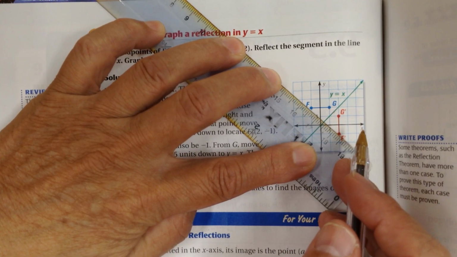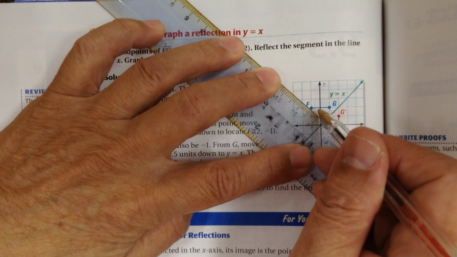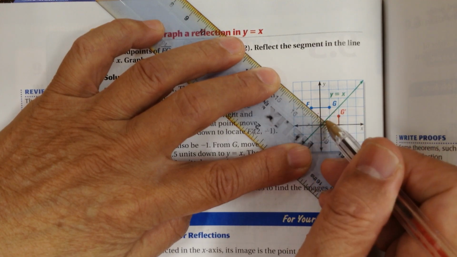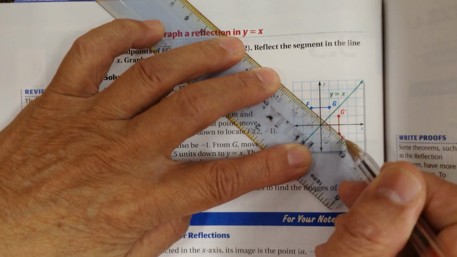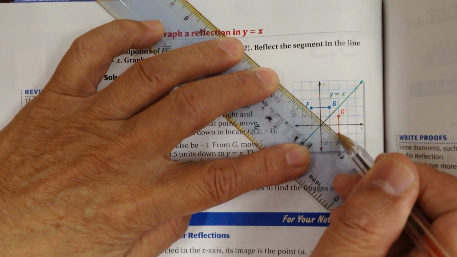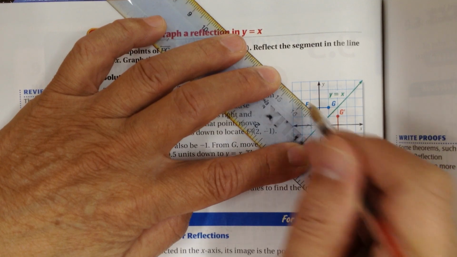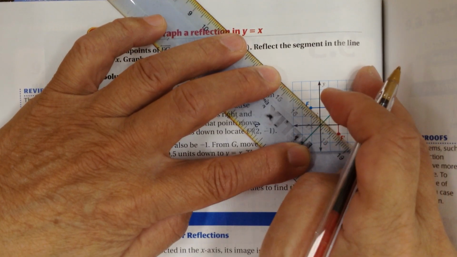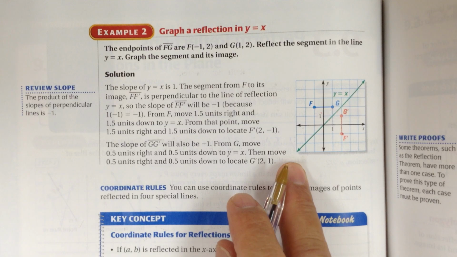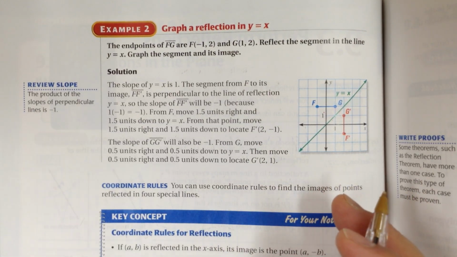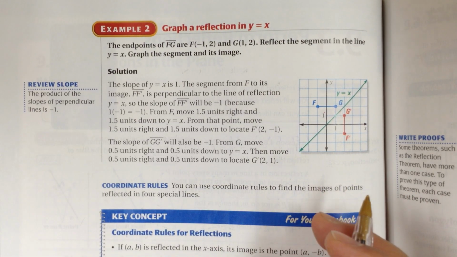Again, you can use the ruler to measure, or notice you got one diagonal and a half, right? So 1.5 diagonals of the square over here. Or you can use a ruler to measure, or you can count the diagonals. This one is a little bit harder. Now when you do the reflection, you can also do it by coordinates.